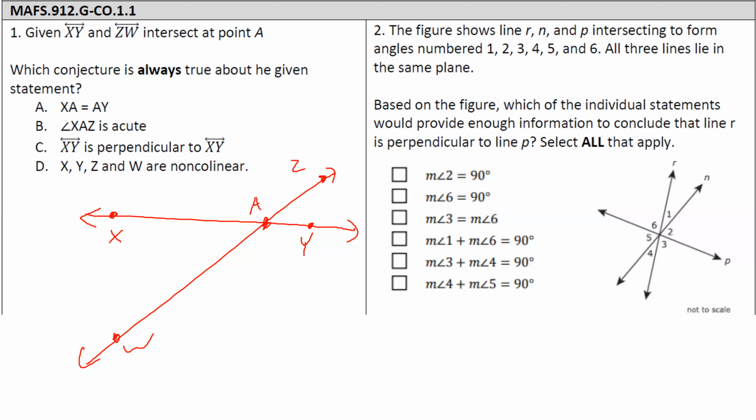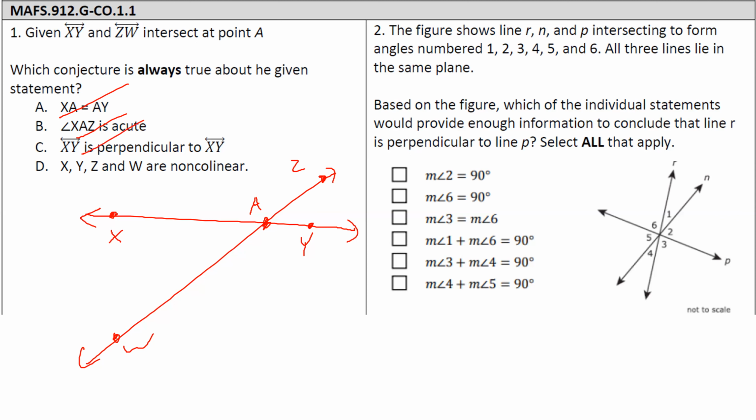So the first option was, are they equal? Well, first off, I have no clue. And the drawing I just did, they definitely don't look equal, but they didn't tell me that they bisect each other. So I couldn't say for sure that they were equal. So no, that one's out. How about, do I know if angle XAZ is acute? No clue. In fact, in the one I drew, it was obtuse. So that's not going to be it. Are they perpendicular? Again, they didn't tell me how they intersect. They didn't tell me anything about the angles. So do I know anything like that?